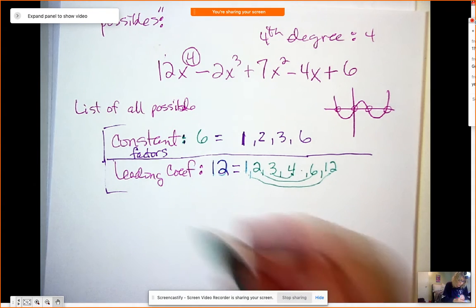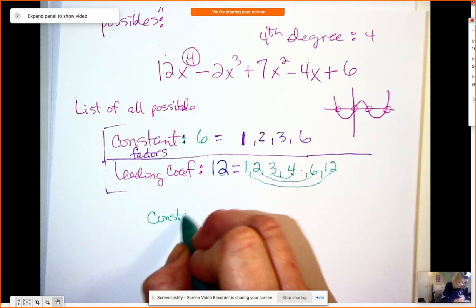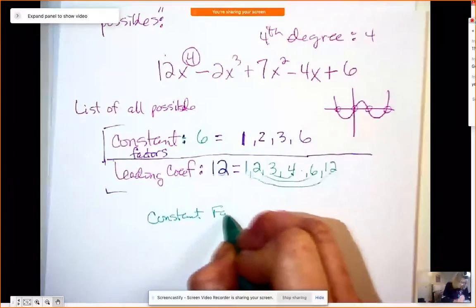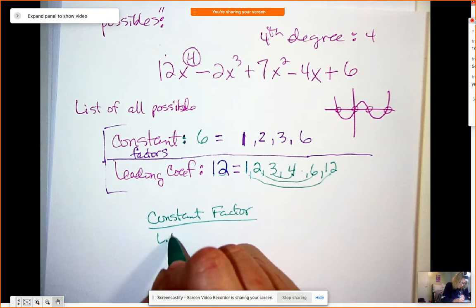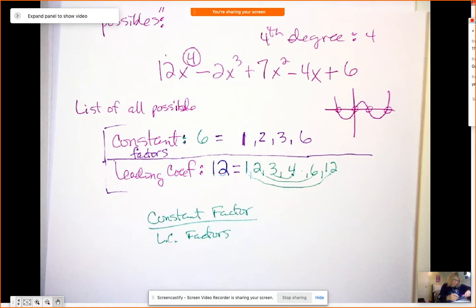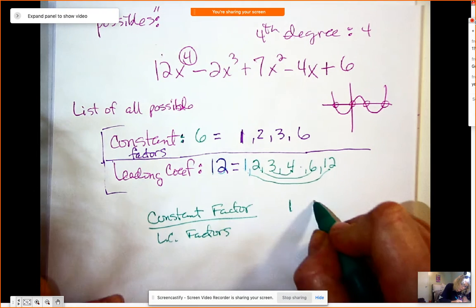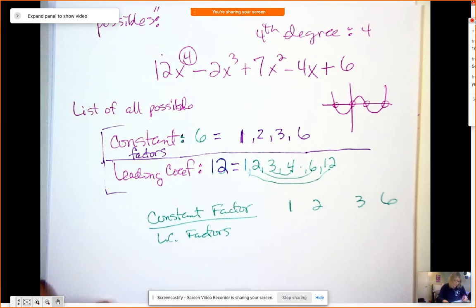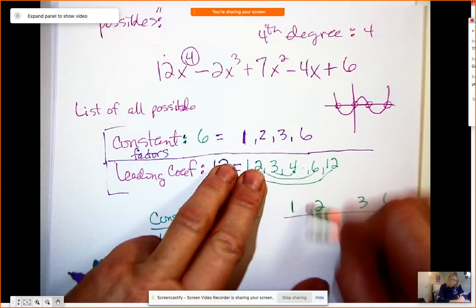Here's how you find all your possible suspects. You take all of your constant factors, every single last one of them, and you divide it individually one at a time by your leading coefficient factors. Okay, what I mean by that is I'm going to take, and I usually do this. This is how I do mine. I will write my constant factors, 1, 2, 3, and 6. I take a pencil because I'm going to erase here quite a bit. I need to divide each and every one of those. Don't think it's one big division bar.